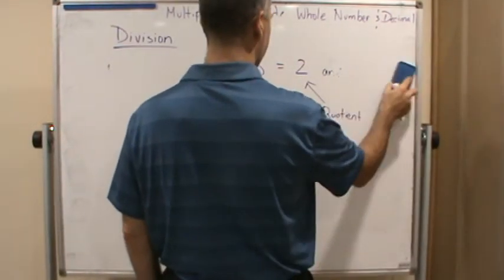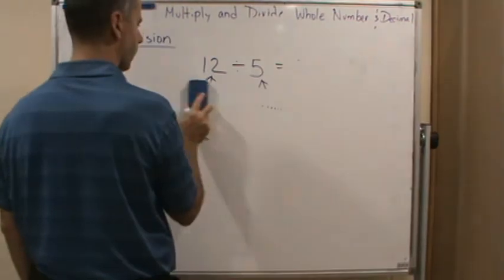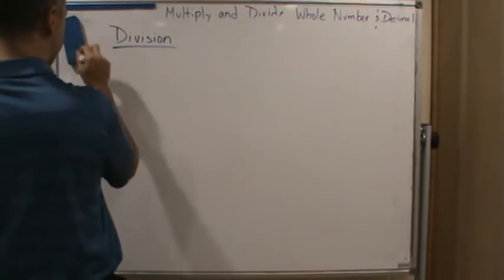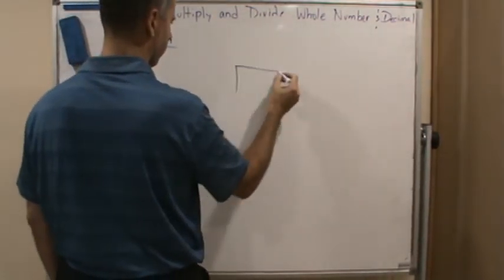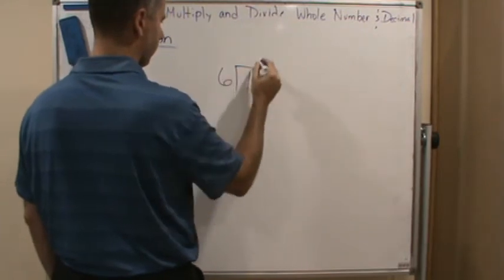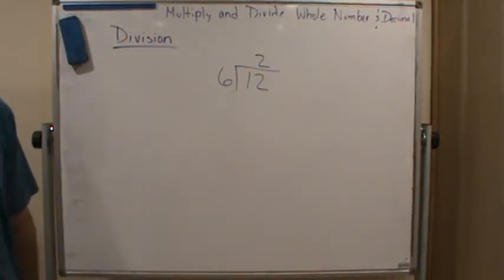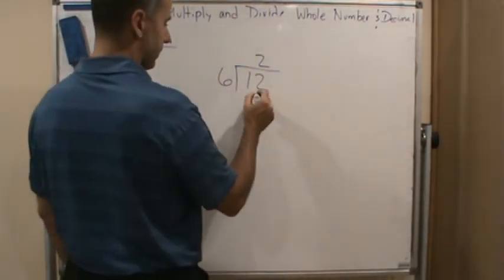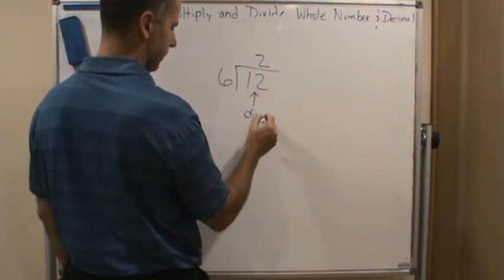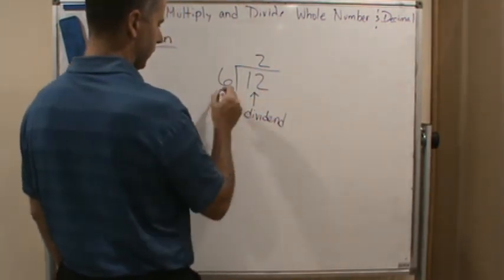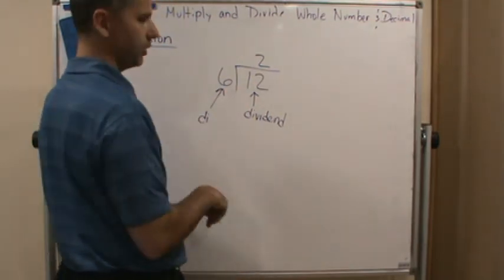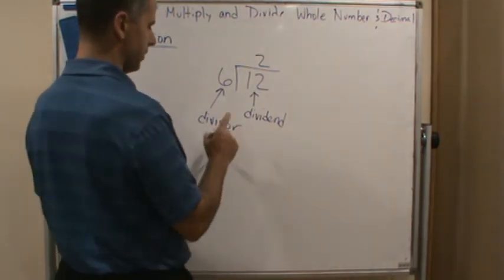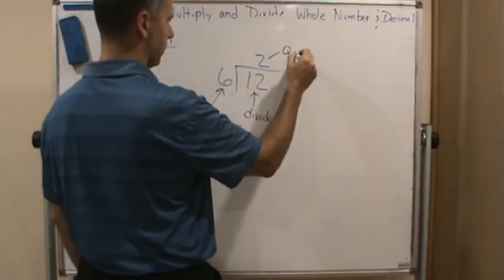Now, symbolically, we can also rewrite this another way. So we could divide it this way. This is another way of writing the division symbolically. So again, this is the dividend. This is the divisor, I misspoke. The divisor, the dividend, and then this is the quotient.